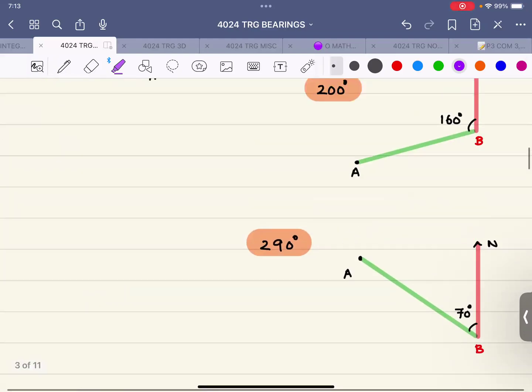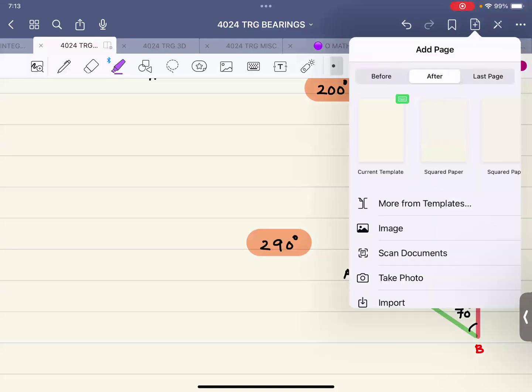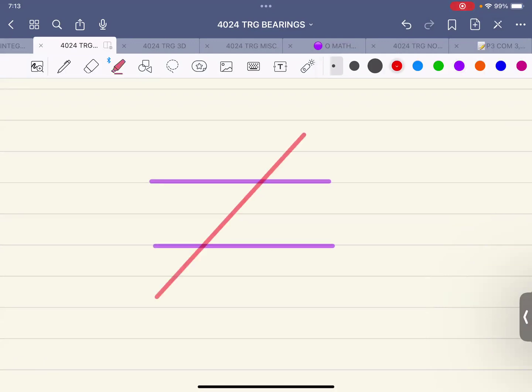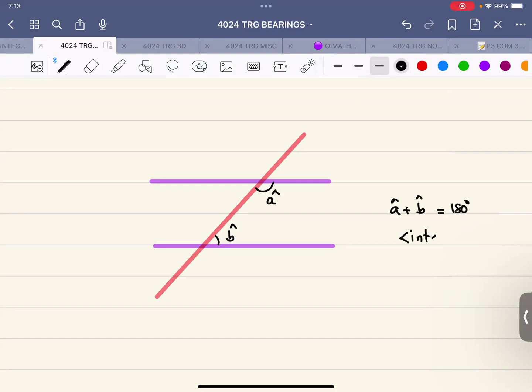Now, before we proceed, we know this concept. Let me add a page to it. We know the concept: if there are two parallel lines, the two purple lines are parallel, and there is this red line cutting them. So if this angle is A and this angle is B, then A plus B adds up to 180 degrees. These are interior angles. The sum of interior angles adds up to 180.